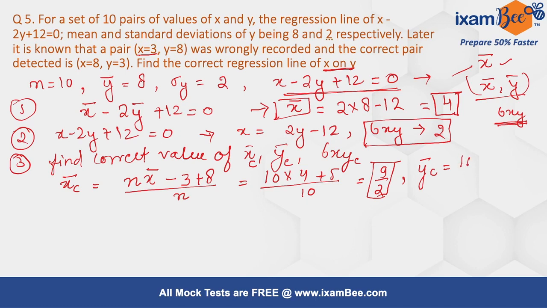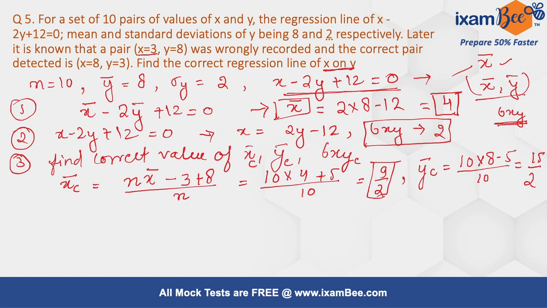So it will be 10 is the number of observations, old mean is 8. Here we have to subtract 5 because we will add 3 and subtract 8. So the outcome will be, we will subtract 5 and we will divide it by 10. So here it will become 15 by 2.